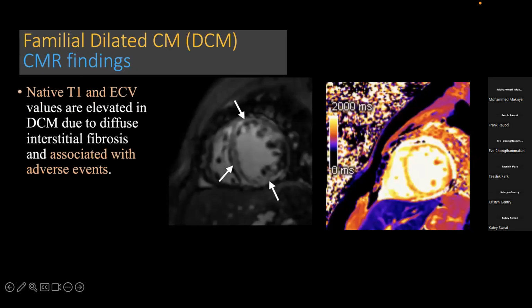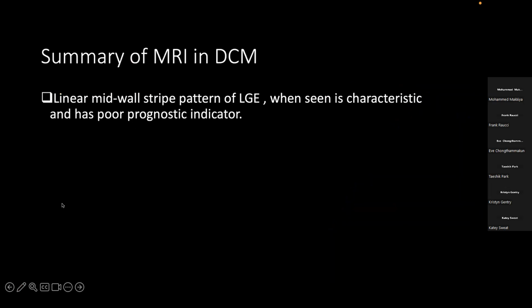I find the native T1 and ECV values very challenging to assess in those patients, particularly because of the thinning of the myocardium and because it is very close to the blood pool. But if you think there is elevation of the T1 values, this is associated with increased risk of adverse events. So in summary, for dilated cardiomyopathy, a linear mid-wall stripe pattern of LGE is characteristic and is a poor prognostic indicator.